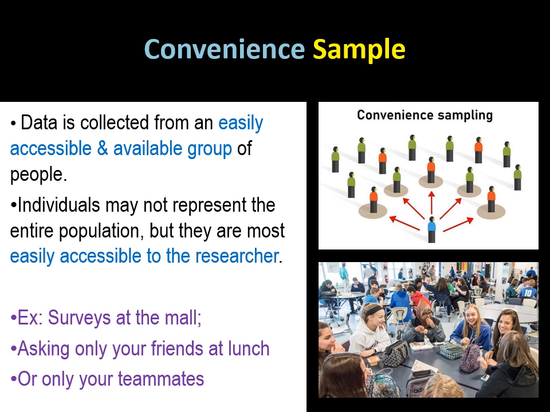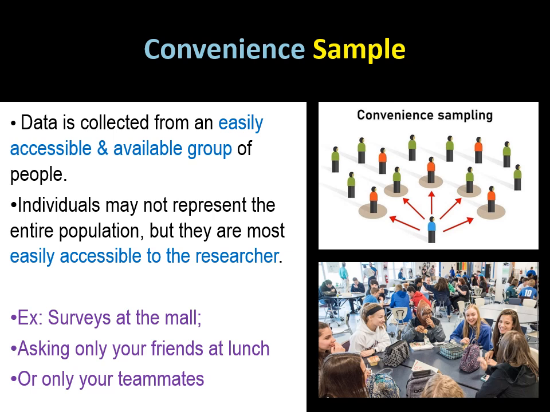Convenience sampling is probably the way most of us do this in school. Data is collected from an easily accessible and available group of people. Like, hey, you want to be in my study? So the individuals may not represent the entire population. That's the problem. If I ask you to go do this study and you're a soccer player, you're probably going to ask the entire soccer team. So the results are all going to be athletes who are on the soccer team who have had a similar experience to you.